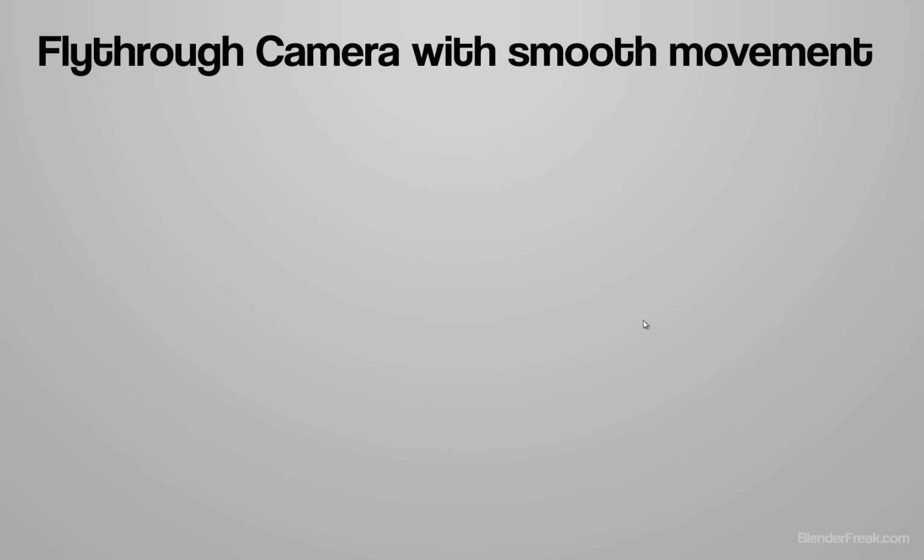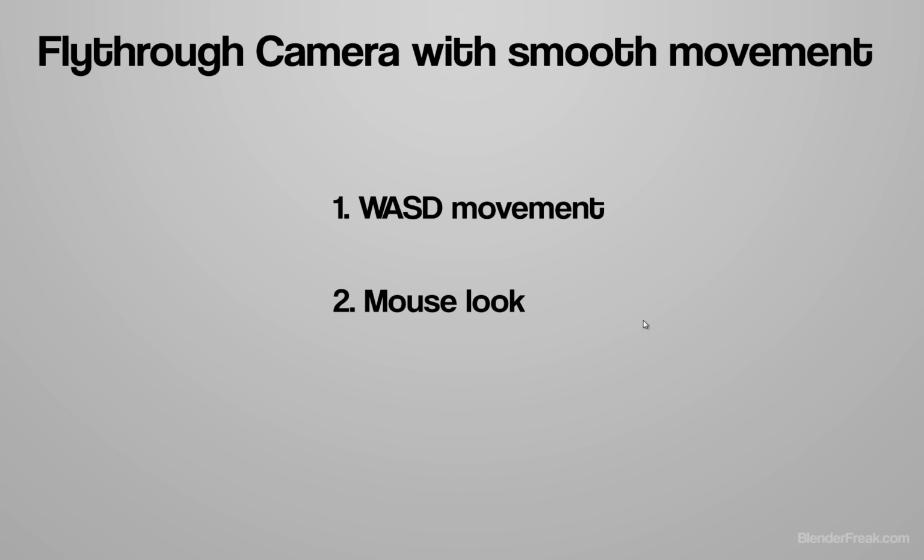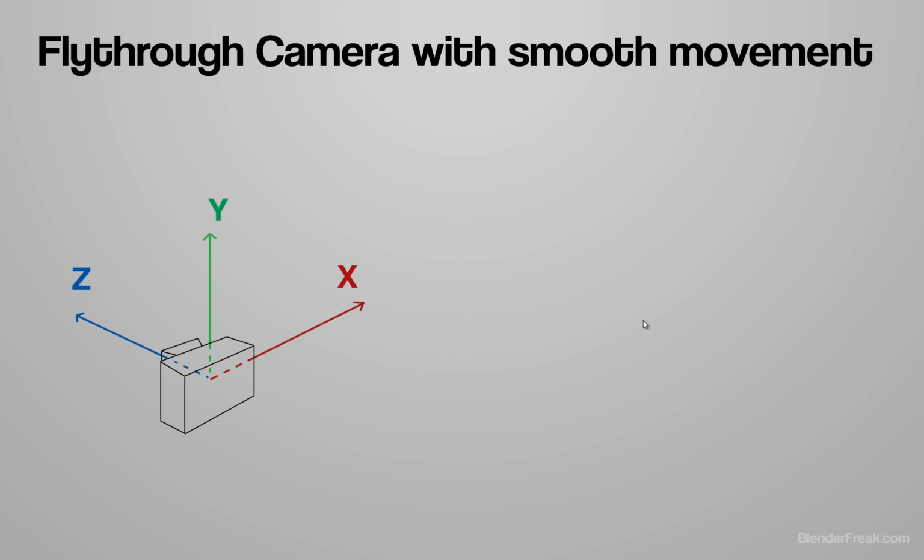So the fly-through camera will be created in 3 steps. The first one will be the WASD movement of the camera, and after that we will add a mouse look to it, and in the finish we will smooth the movement of the camera.